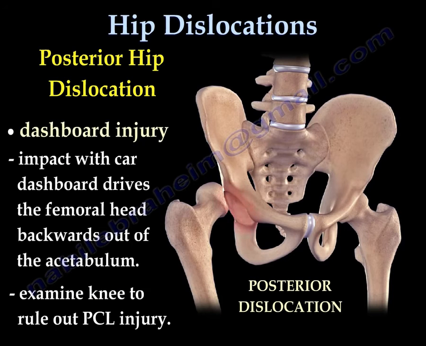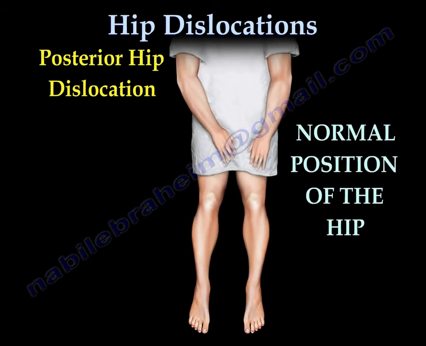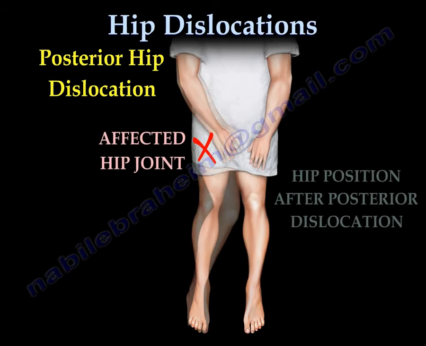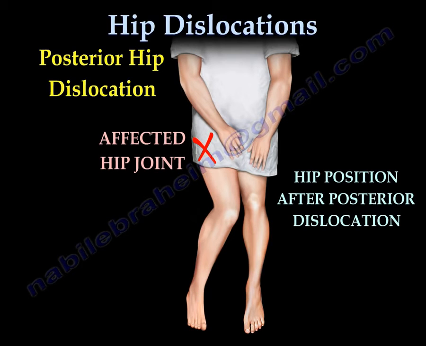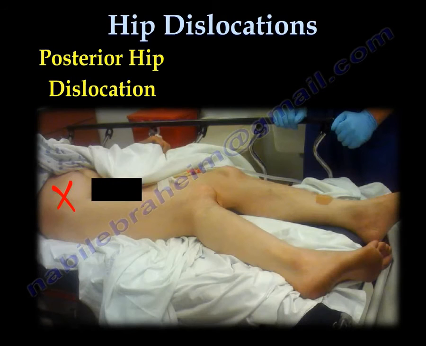It could be a dashboard injury. Examine the knee to rule out PCL injury. Here is the normal position of the hip. Here is the position of the extremity after posterior dislocation. Here is a patient with posterior dislocation of the hip. You can see the internal rotation of the right lower extremity.